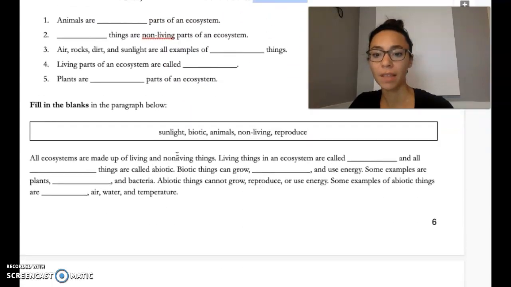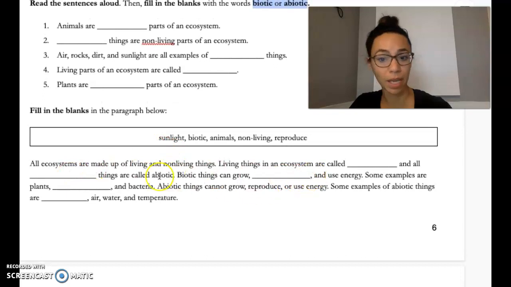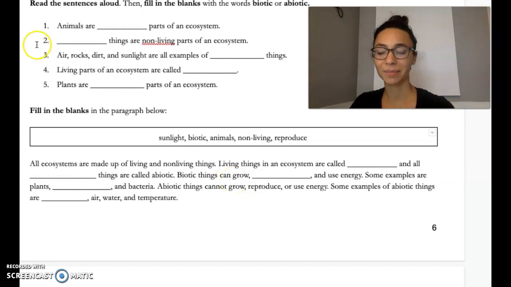Okay? And then the last part, you're going to fill in the blanks of this paragraph using these words: sunlight, biotic, animals, living, non-living, and reproduce. Okay? We'll go over this next class.